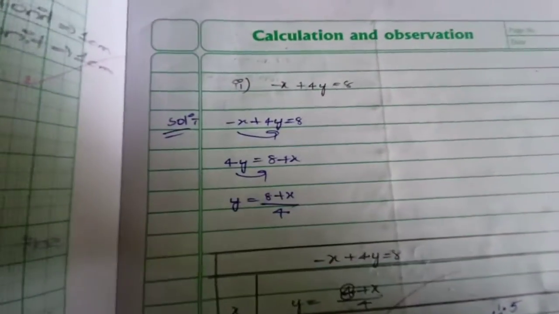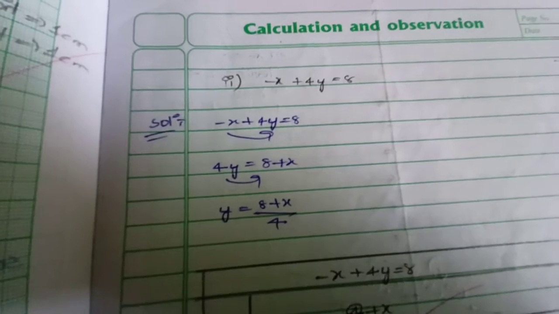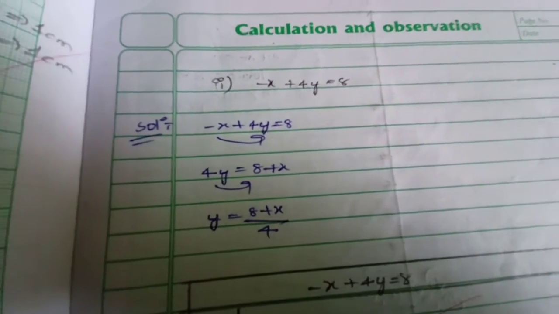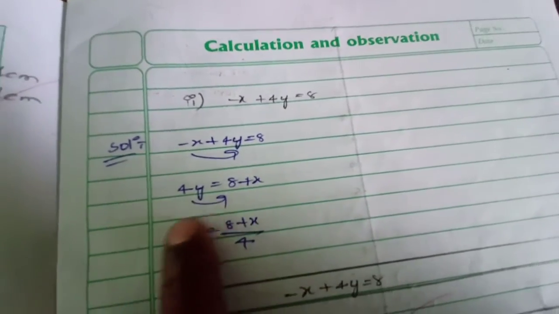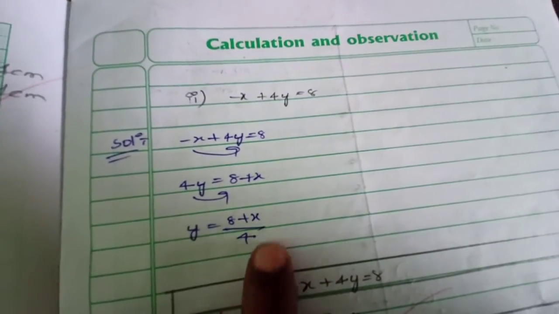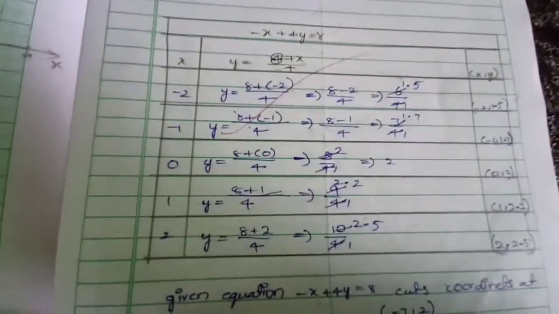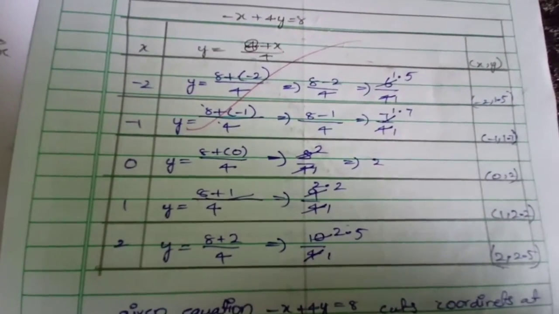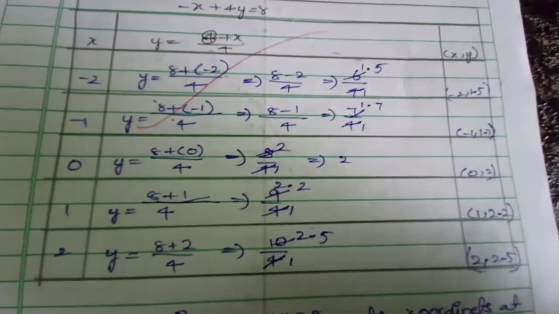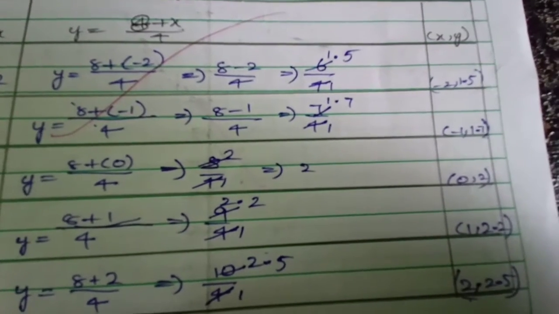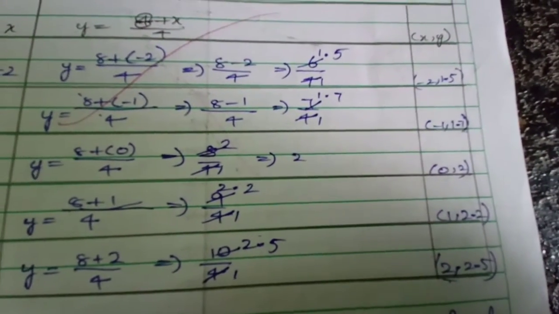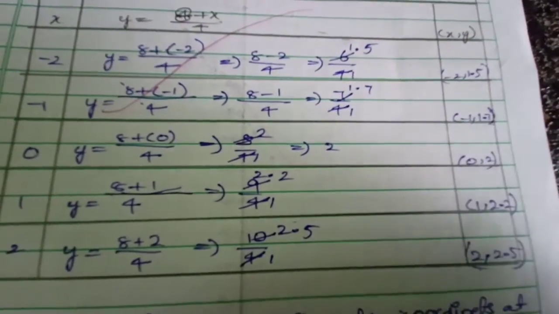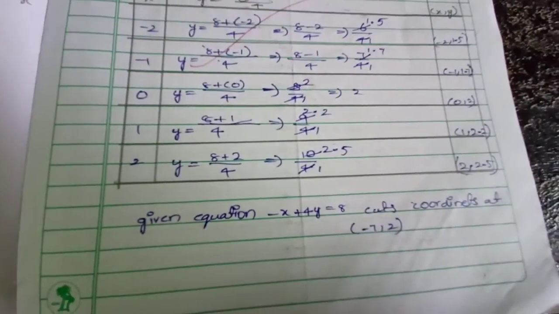Okay, then the second question in the sixth bit: minus x plus 4y equal to 8. This minus x will transfer to this side, that becomes a plus x. 4 you transfer, y equals 8 plus x by 4. Find out the solutions here: minus 2, minus 1, 0, 1, 2, same process again. The points we got here are the same points. If the graph is not looking good, you can see the points and locate them yourself.